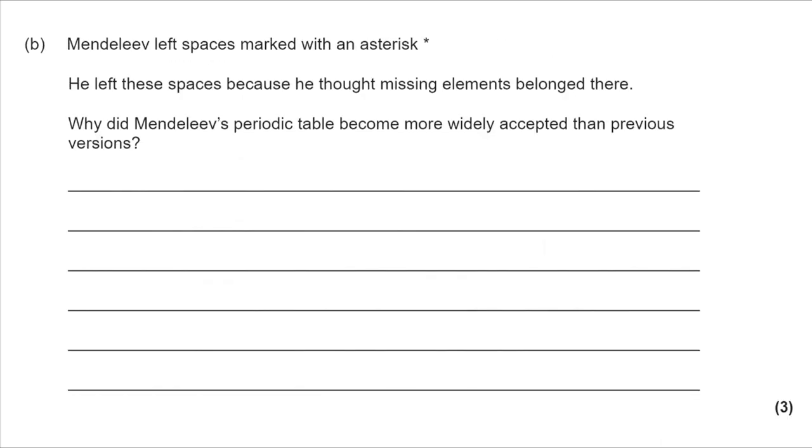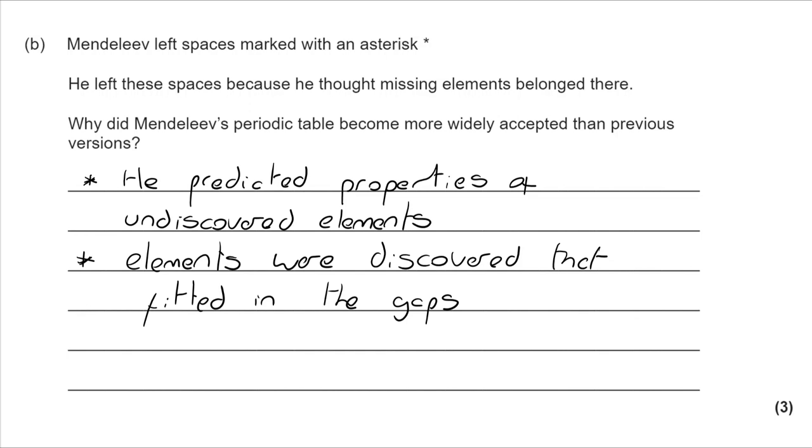Moving on to part B, he left spaces marked with an asterisk. He left them because he thought there were missing elements that had not yet been discovered. The question here is, why did this work particularly lead to a great deal more confidence in his table once those elements were discovered? Well, the first thing is that he predicted the properties of those undiscovered elements.